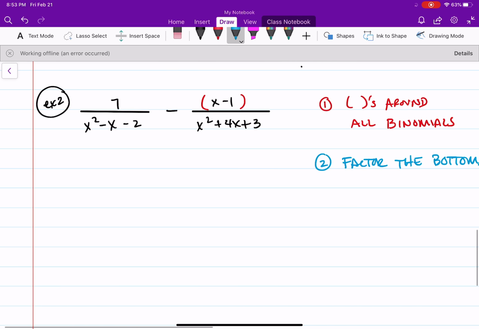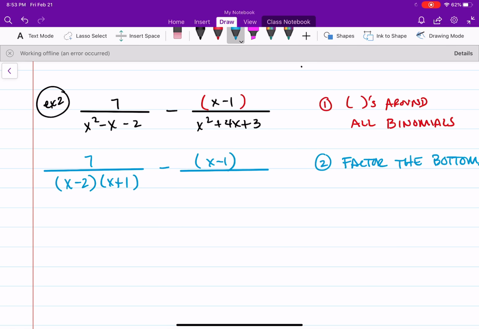Okay, so I have 7 over, so when I look at the bottom, I can do the AC method, and that's going to come out to be x minus 2, x plus 1, minus x minus 1. Oh, another trinomial, another AC method. This is going to be an x plus 3 and an x plus 1.